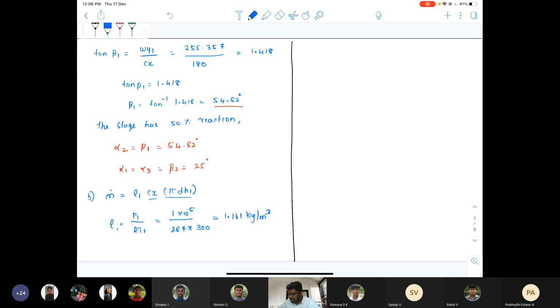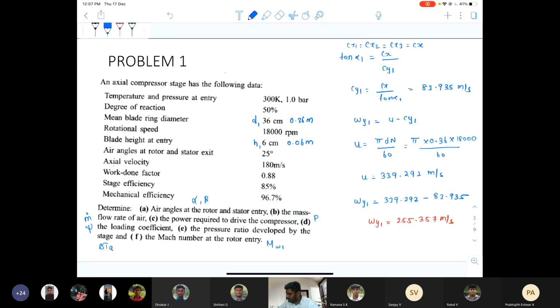mass flow rate, which is equal to, we have found the value of rho as 1.161, and if you substitute the value of rho as 1.161 and the value of Cx as 180, that is, you can see axial velocity is 180 meter per second. Axial velocity, which is nothing but the value of Cx, is 180 meter per second.